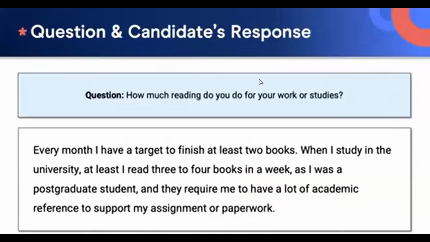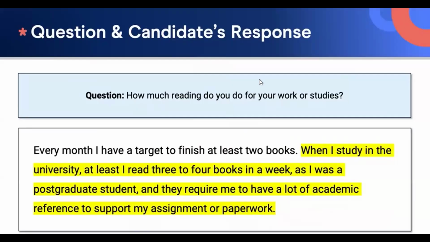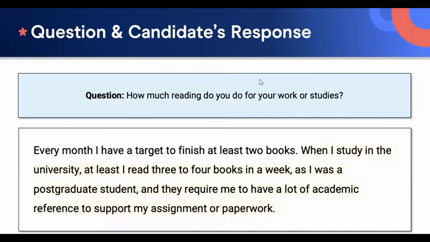For example, when talking about studying at university in the past, Tim says, "When I study in the university, at least I read 3 to 4 books in a week, as I was a postgraduate student, and they require me to have a lot of academic reference to support my assignment or paperwork." So he gets the be verb correct, "I was a postgraduate student," but he uses the simple present verb for study, read, and require rather than past simple studied, read, and required. The questions are designed to see if you can use a range of grammar, including different verb tenses, so getting these right is really important.